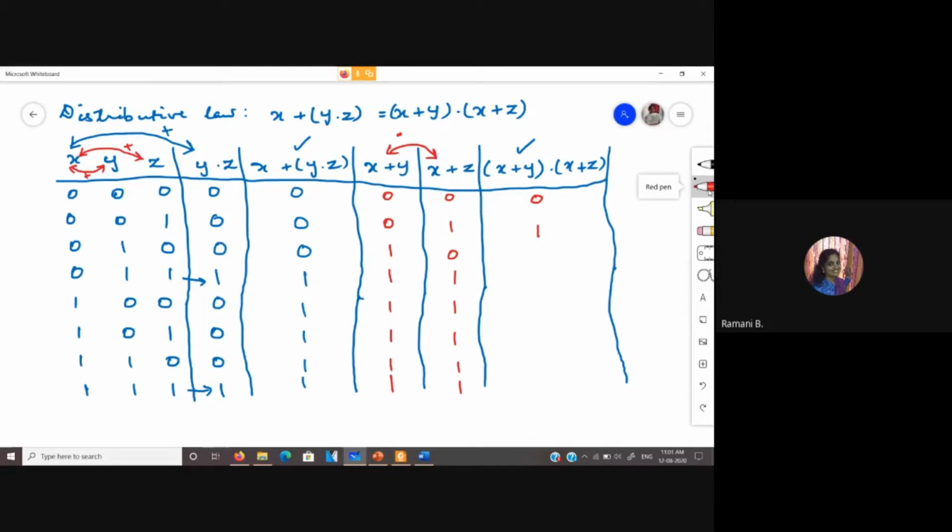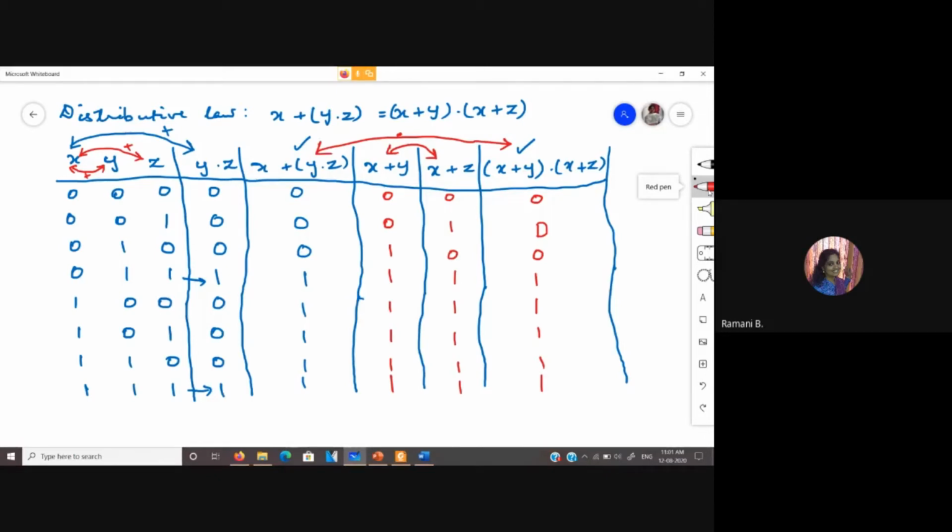Did I make a mistake somewhere? Sorry, 0 dot 1. And this is 1 dot 0. And then all these are 1s. Okay. So now we got both to be the same results. So the distributive law is proved.